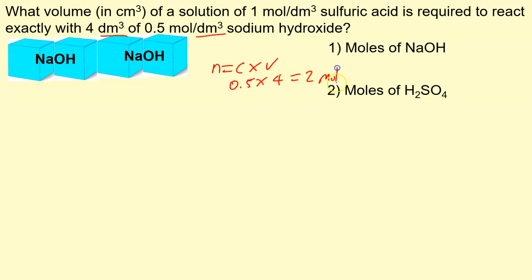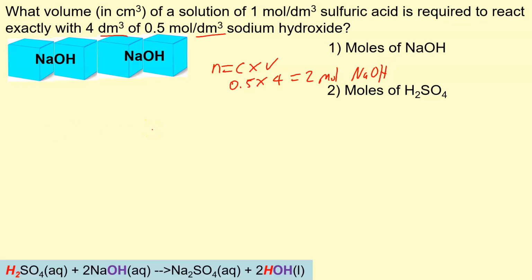So we could write 2 moles of NaOH. Moles of sulfuric acid. If we write the equation down, we've got 2 moles of this. So looking at the equation, for every 2 moles of sodium hydroxide, it would have reacted with 1 mole of sulfuric acid. So we've got 1 mole of sulfuric acid.